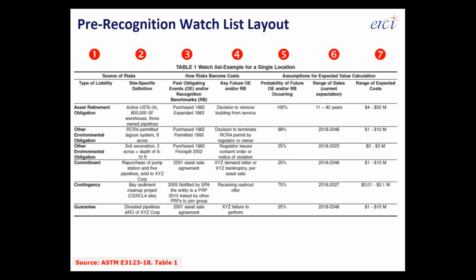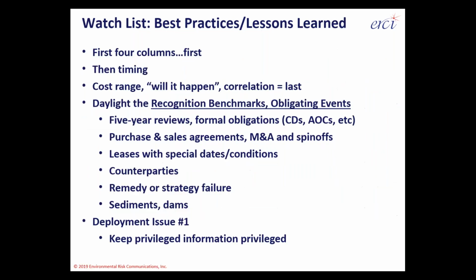All of that information helps define what the watch list is, but normally at a minimum, columns 1 to 4 are essential to differentiate between what is and isn't in the reserve and what is and isn't in the watch list. Columns 5, 6, and 7 may be privileged, may be confidential, may be quite volatile or unestimable for a variety of reasons, but I just want to express what a good, complete watch list will normally look like. What are the best practices and lessons learned from looking at a watch list?